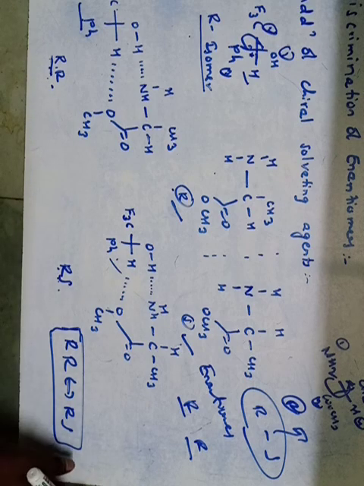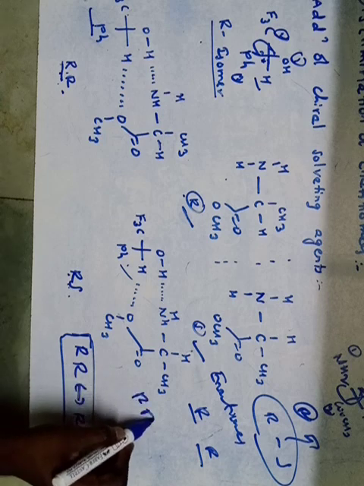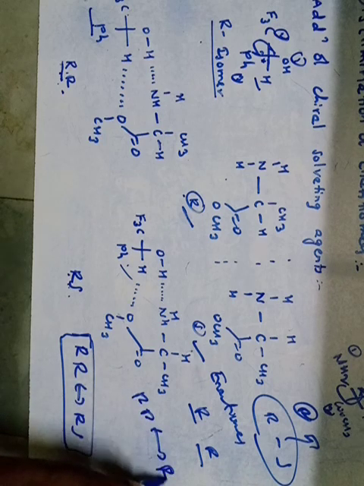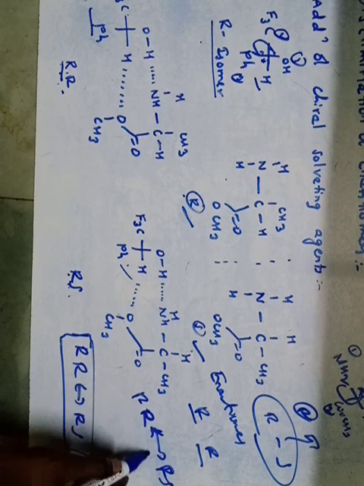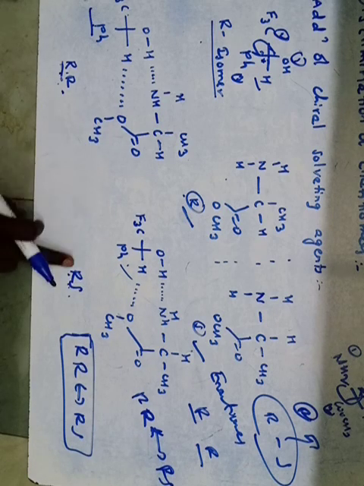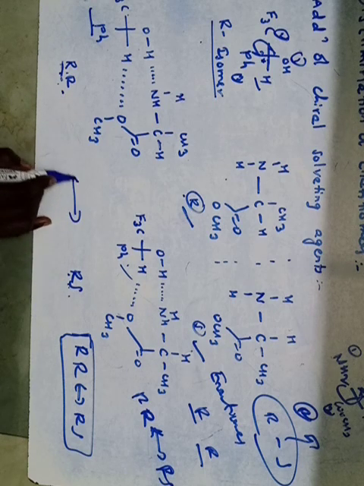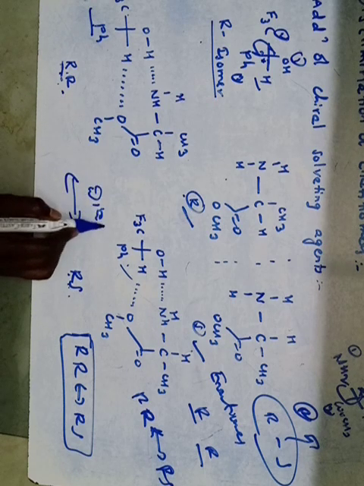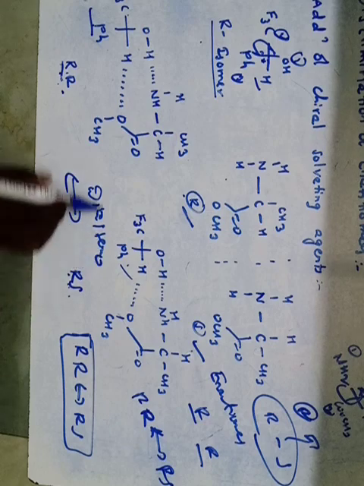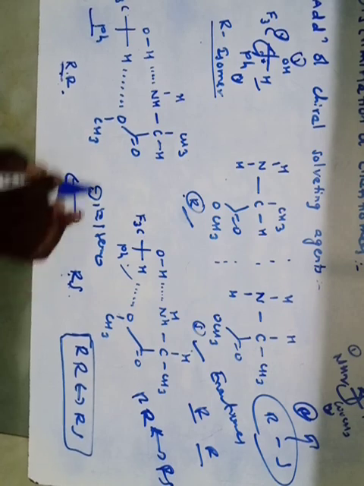So previously we discussed that R to R and R to S give RR and RS configurations. When RR and RS are present, such isomers are known as diastereomers. So we can convert the individual enantiomers into diastereomers.